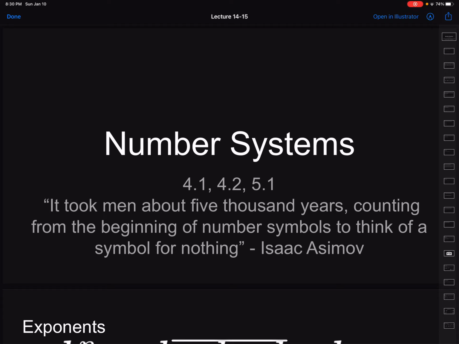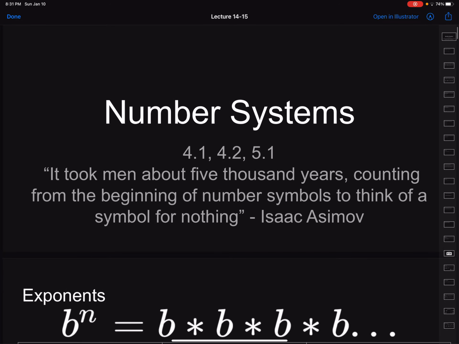We are now going to move out of the world of logic and reasoning and sets, and we're going to start talking about number systems. And we have a quote here by Isaac Asimov: "It took men about 5,000 years counting from the beginning of number symbols to think of a symbol for nothing." And what he's referring to is the fact that it wasn't until the 15th century that 0 was added to the number line and accepted as a number. We didn't think we needed a number for nothing until very, very recently in mathematical history.